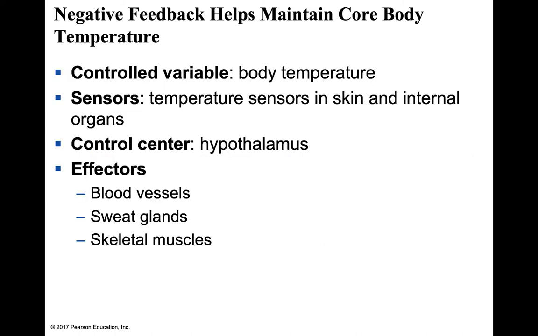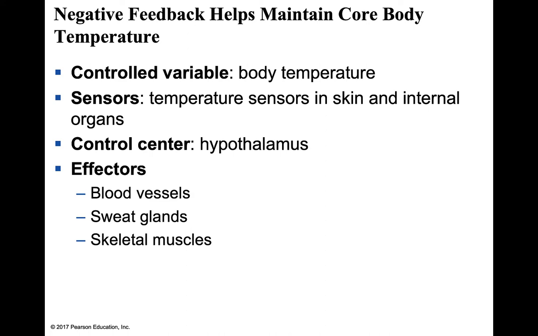Okay. Now, the best example that we've seen quite often is maintaining body temperature. So in this particular example, the controlled variable will be body temperature. The sensors, we have actually temperature sensors located within our skin and internal organs. The control center is our hypothalamus. That's a region in our brain that's really responsible for a lot of really important things. Behavioral drives, thirst, hunger, things like that, all sit within the hypothalamus. So that's part of the central nervous system, a sub-area within our brain.